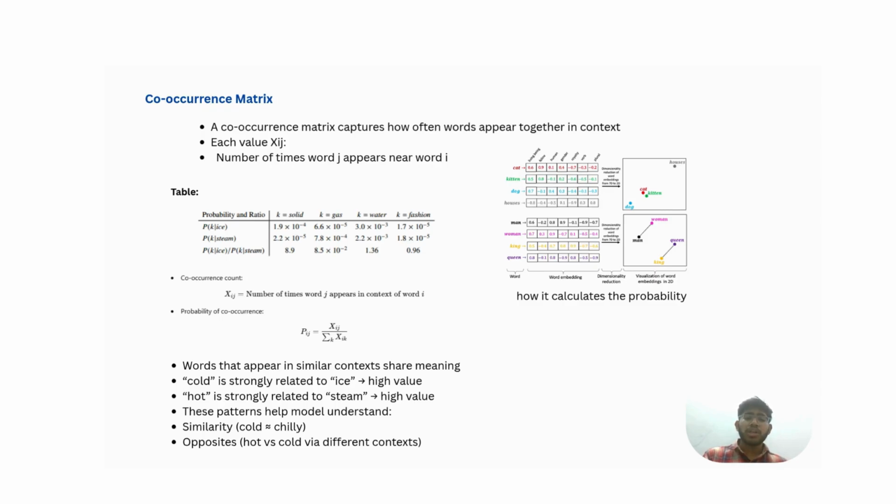Now, what is interesting is that words that appear in similar contexts tend to have similar meanings. For example, cold and chilly will have similar co-occurrence patterns. So, by analyzing these patterns, we can capture semantic meaning. This is the key insight behind distributional semantics. You shall know a word by the company it keeps.